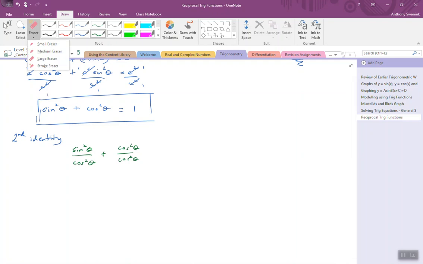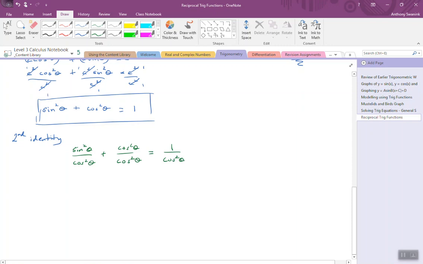That's a bit messy. Let's tidy that up. Oh, come on, eraser. There we go. And on the right hand side, 1 over cos squared theta. All right, so what can we do with that? Well, hopefully you realize that cos squared theta divided by itself is a 1.